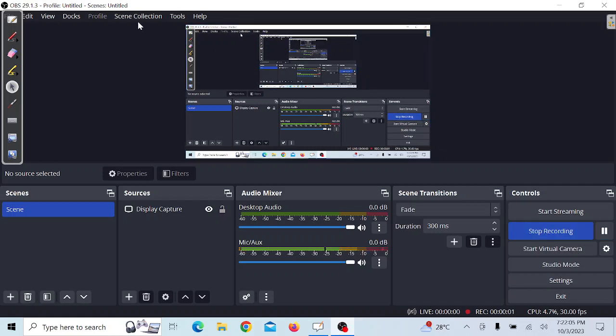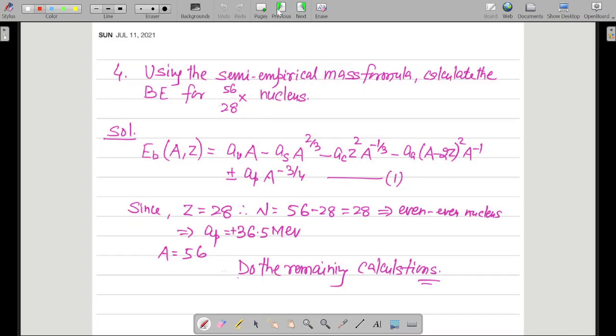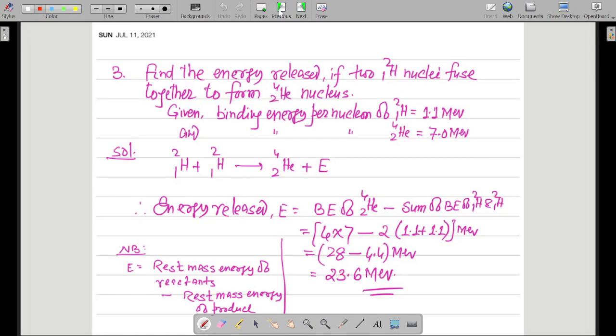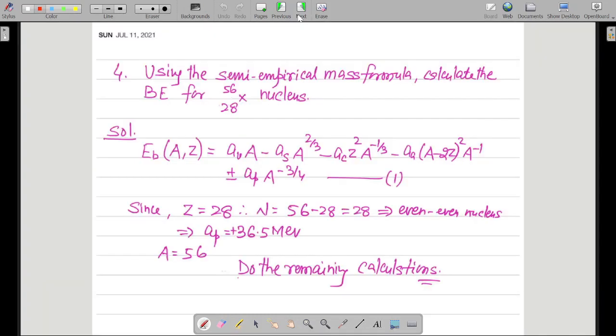Let's look at the next problem. So the previous one, some 2 or 3 hours ago, I had told you regarding this particular problem. Now we are moving towards another problem using the semi-empirical mass formula, which we have already discussed in the previous lectures.